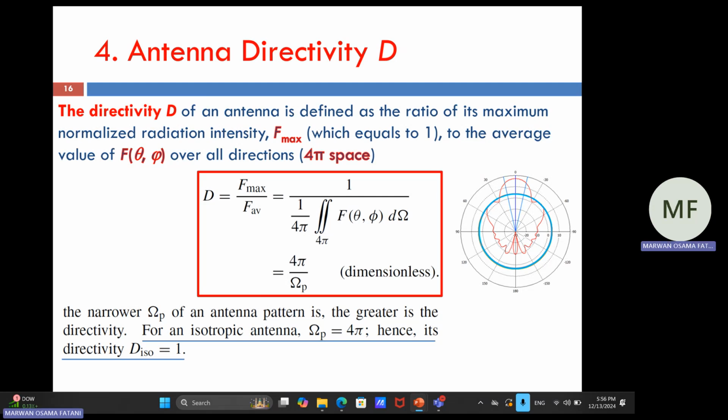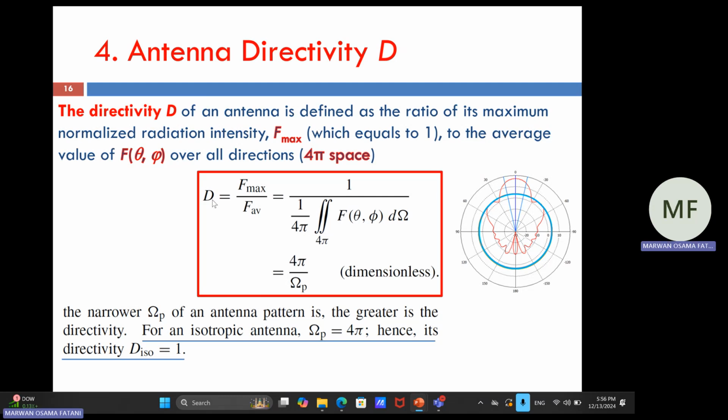So if our directivity is high, it means that the antenna focuses energy in that specific direction. It is capable of that. It's like using a magnifying glass: if you put it in the sun, you can focus the light in one place. It is something like that.